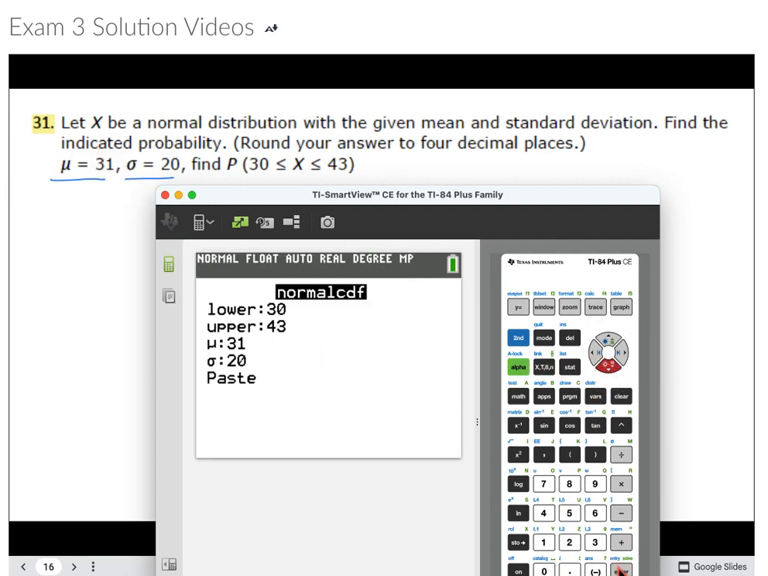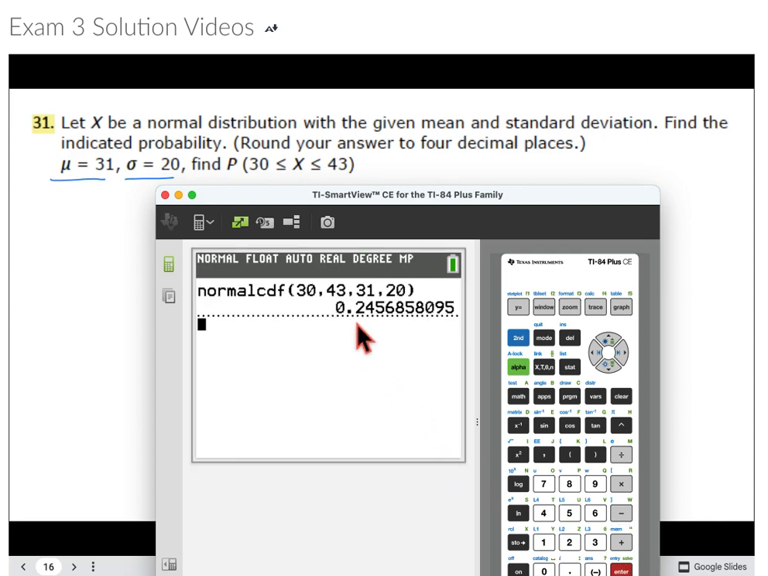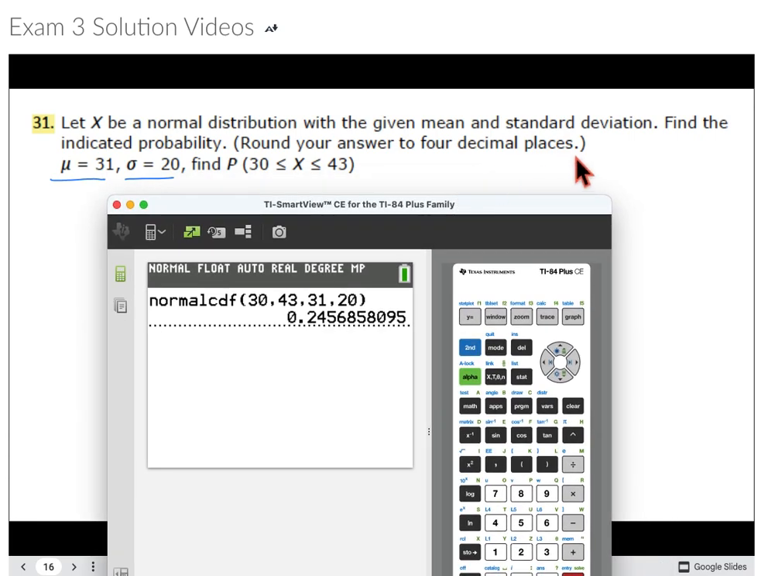Hopefully I'm in the right place because this is going to paste it. I can't remember if I was, oh good, I'm in the right place. You want to start from the main screen of the calculator, not in a place where it's going to graph, because otherwise you don't get it. So it's 0.2456. Rounding to 4 decimal places, we'll round that up to 0.2457.